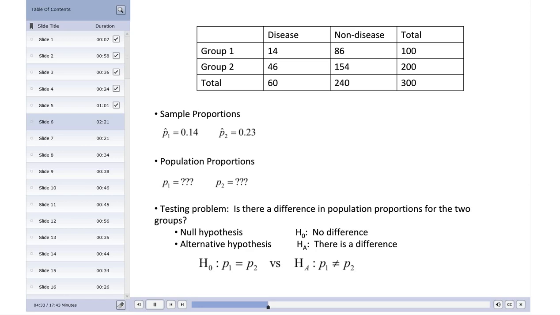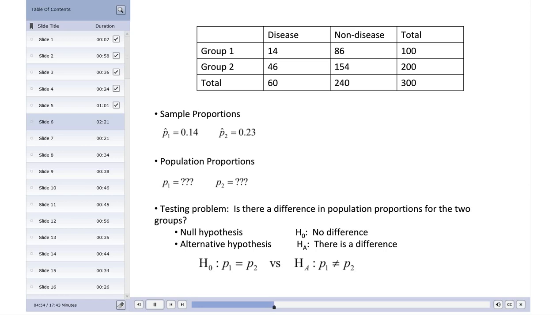One last thing I'll mention is, notice that there's a notational difference here. The sample proportions are represented by P1 hat and P2 hat, and the population proportions are P1 and P2. And so again, what we really care about is, are the population proportions the same, or are those different? So in other words, we care about, is P1 equal to P2, or is P1 not equal to P2?